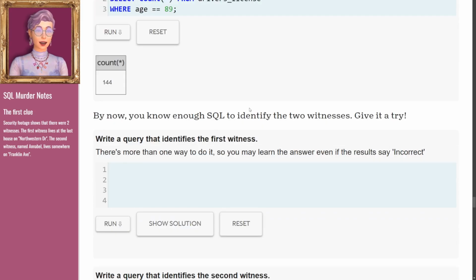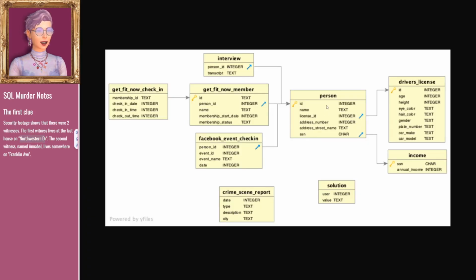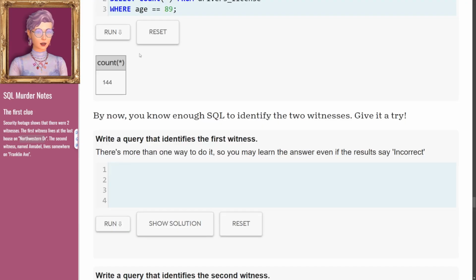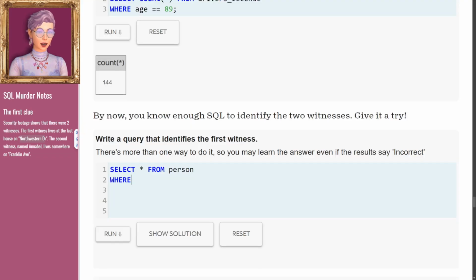Okay. By now I know enough SQL to identify the two witnesses. Give it a try. So we know that the first witness lives on Northwestern Drive. And we know that the person table has address street name. So select all from person where, what's it called? Address street name equals Northwestern Drive.